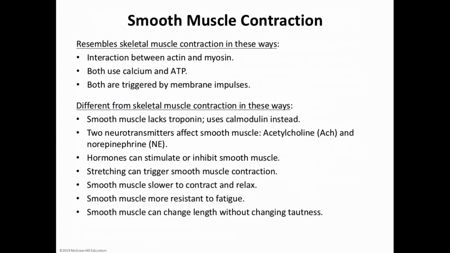So just keep in mind that unlike skeletal muscle, smooth muscle cells can change length without changing tautness. And this is what enables smooth muscle in the stomach and intestinal walls to stretch as these organs fill, yet maintain constant pressure inside the organs.